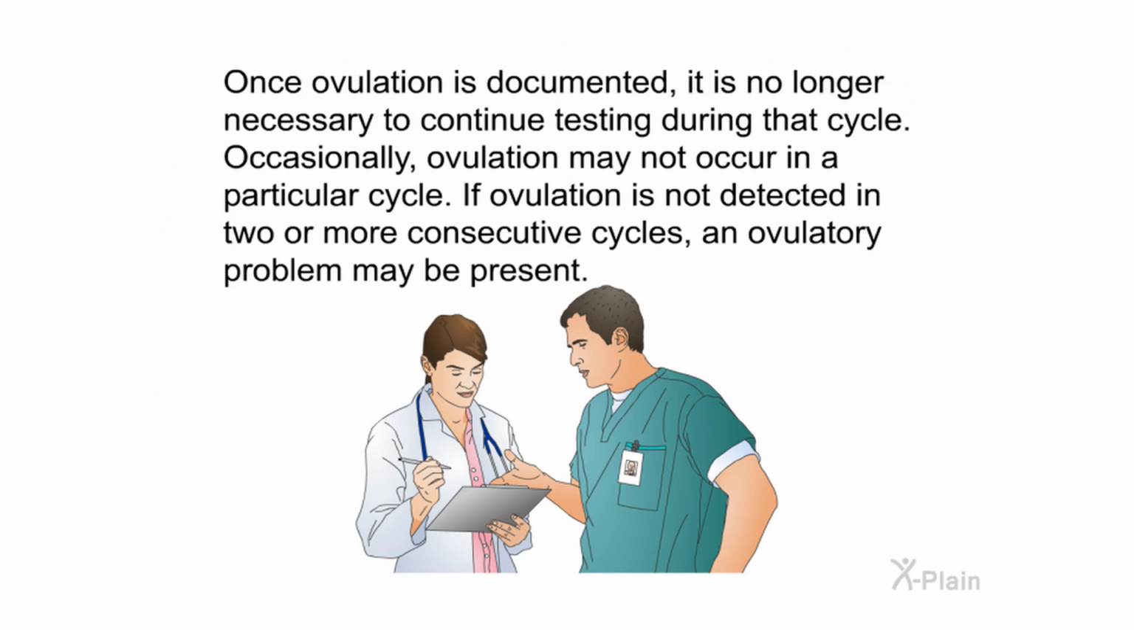Once ovulation is documented, it is no longer necessary to continue testing during that cycle. Occasionally, ovulation may not occur in a particular cycle. If ovulation is not detected in 2 or more consecutive cycles, an ovulatory problem may be present.